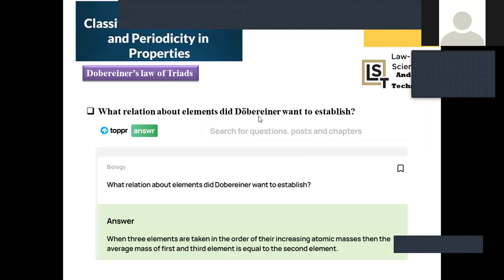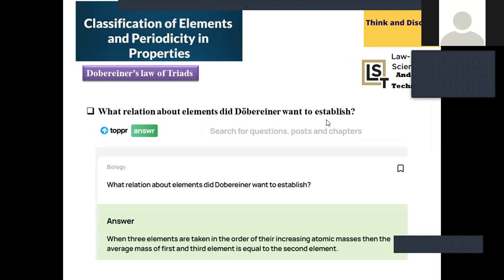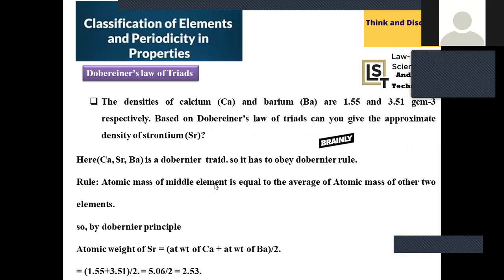So, Dobereiner's law of triads. What relation between elements did Dobereiner want to establish? I collected this answer from Topper. Thank you. When three elements are taken in the order of their increasing atomic masses, then the average of the first and third element is equal to the second element. So when we take the average of these two, the in-between element's mass will be exactly equal. That is the kind of relation given by the Dobereiner triad system.